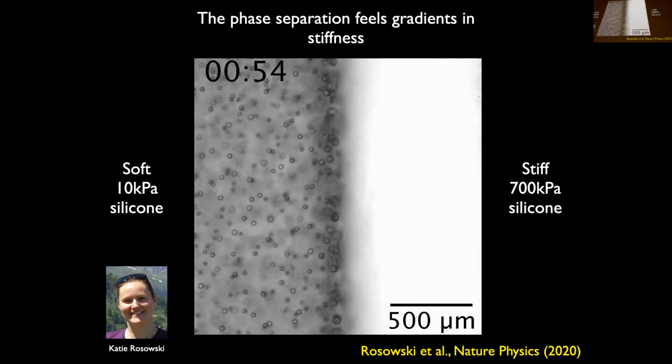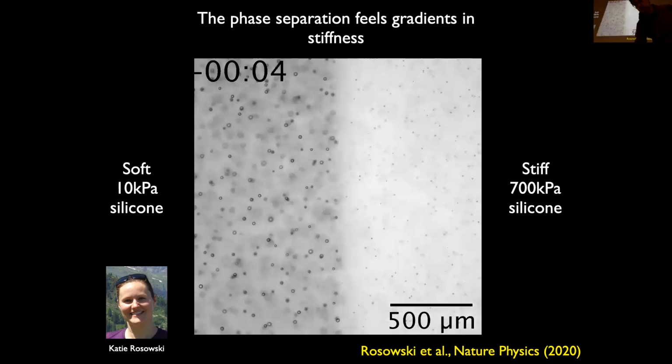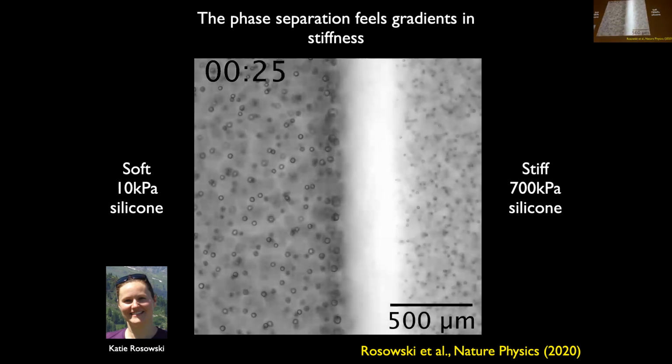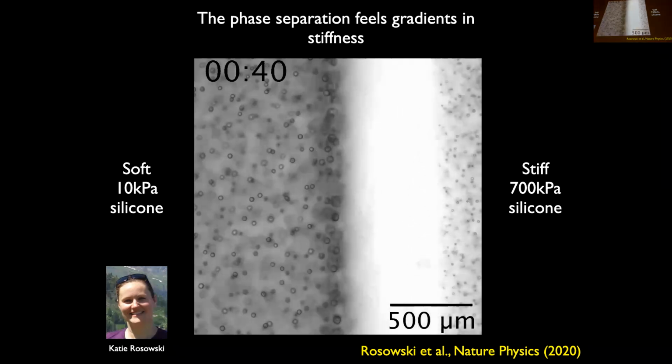And you can see if you look at the ones right at the interface, these actually grow because the liquid from in here is actually being squirted into these ones at the interface. So by controlling stiffness gradients or local cross-linking densities, we can actually control where this phase separation is going to happen.